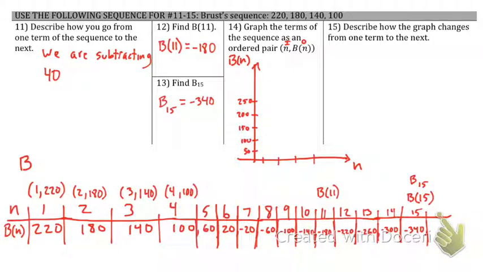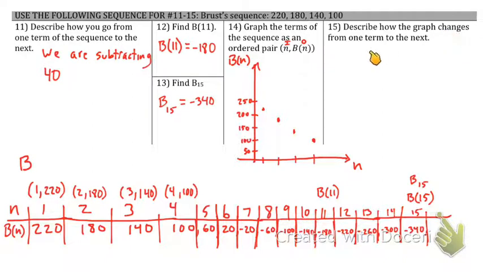Okay, and then we're going to plot these points. 1, 220, right in here somehow. All right, and then 2, 180 is closer to 200, so we'll put it here. Then we got 3, 140, which is right below 150, something like that, and then 4, 100. And what you'll notice is we should have some type of line. Anytime you add or subtract to get to the next term, your graph should always look like a line because it's a constant.